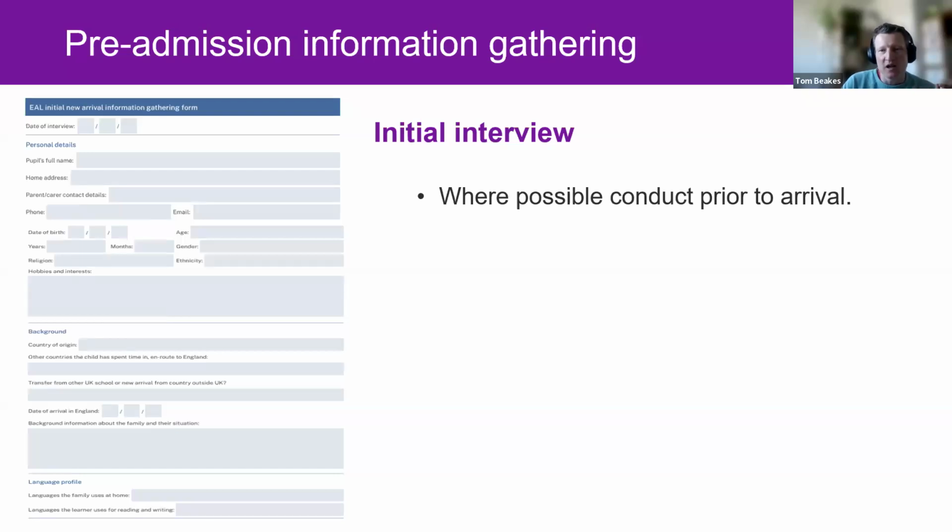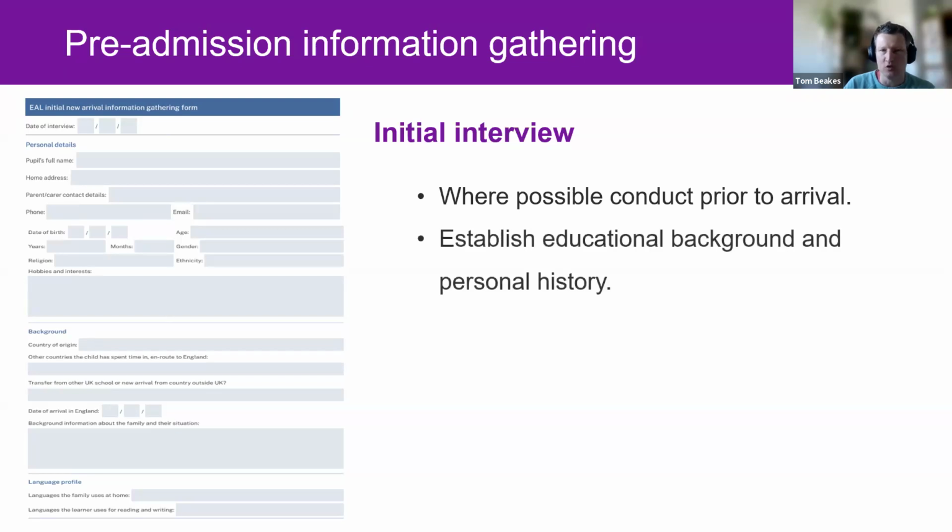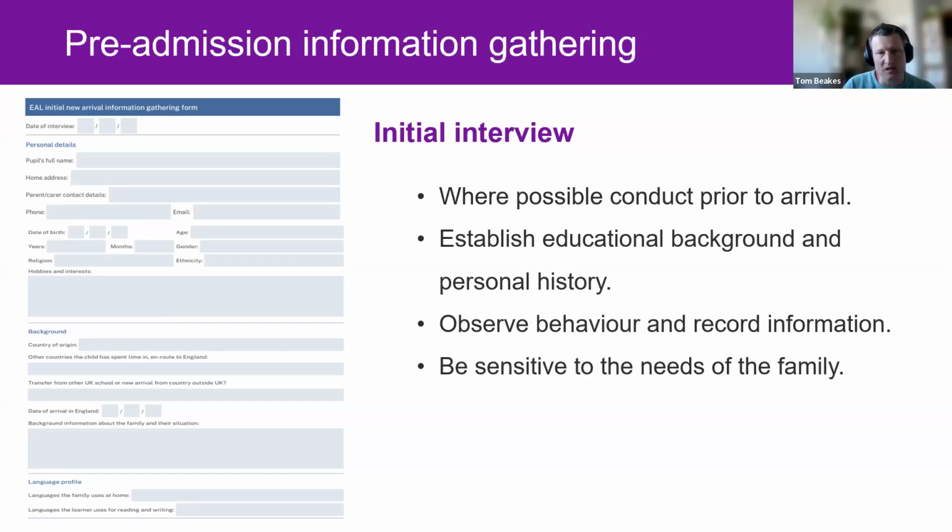So yeah, it's important to obviously get as much information as possible before the child arrives. That includes establishing educational background and personal history, observing the behavior and recording information so that there's a record, and things like being sensitive to the needs of the family and cultural sensitivities and so on as well.